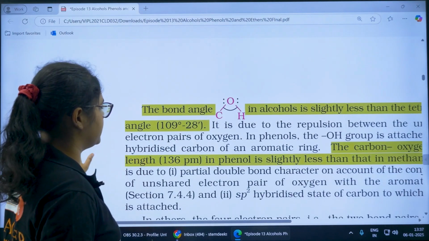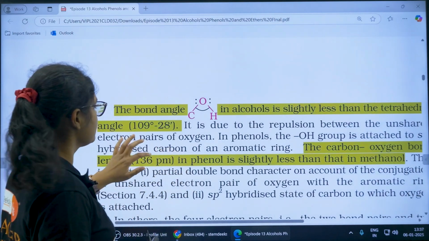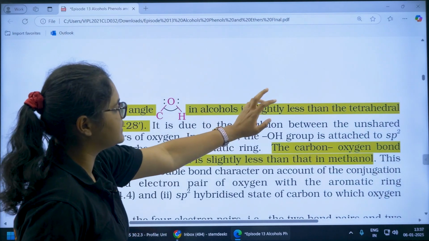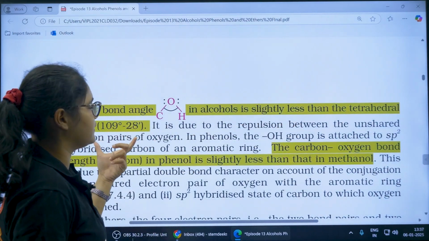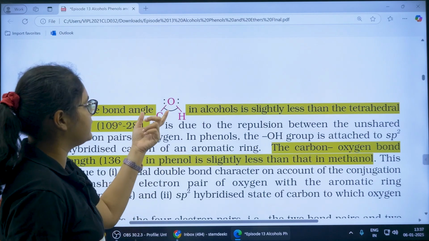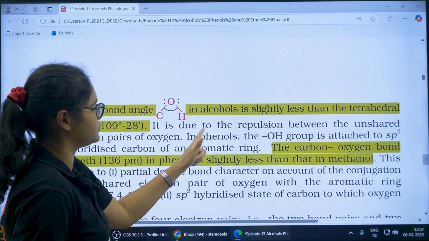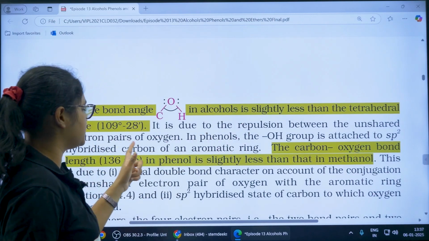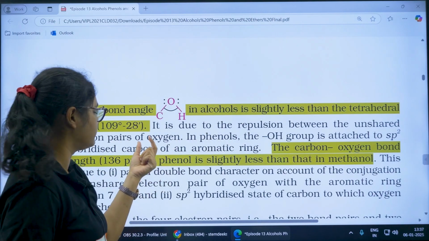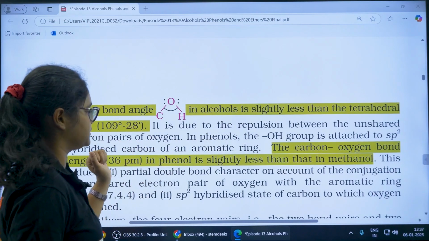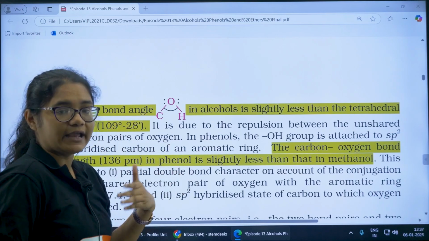The first question here, please underline or highlight it. The bond angle in alcohols is slightly less than the tetrahedral angle. So the answer here is, it is due to the repulsion between the unshared electron pairs of oxygen. Okay, this is the first question, and this can be explained.